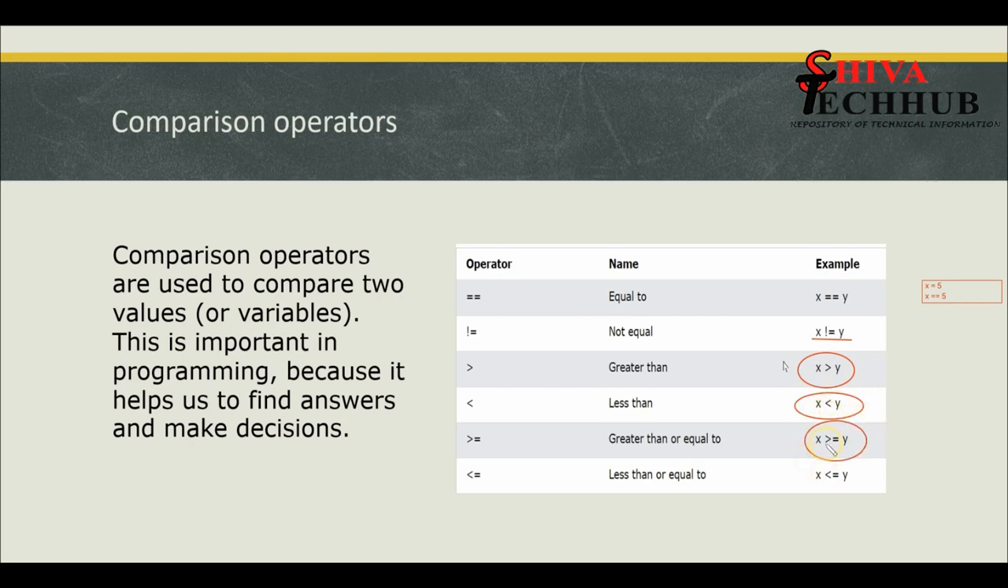This is x greater than or equal to y. If x is greater than y or x is equal to y, then you can proceed to the next step. That is how you compare using greater than or equal to. The next comparison operator is x less than or equal to. These are the various comparison operators present in Java.